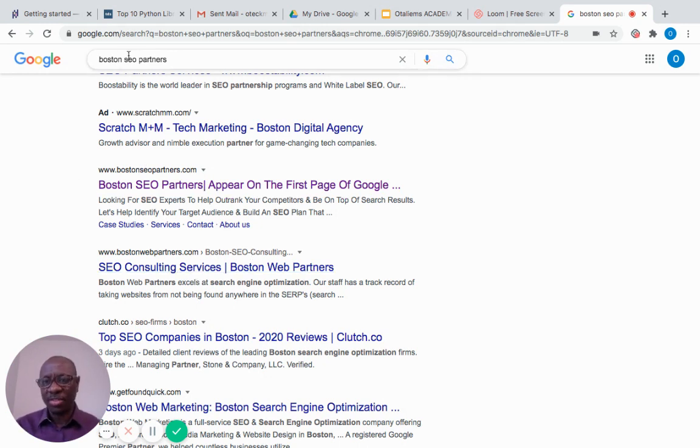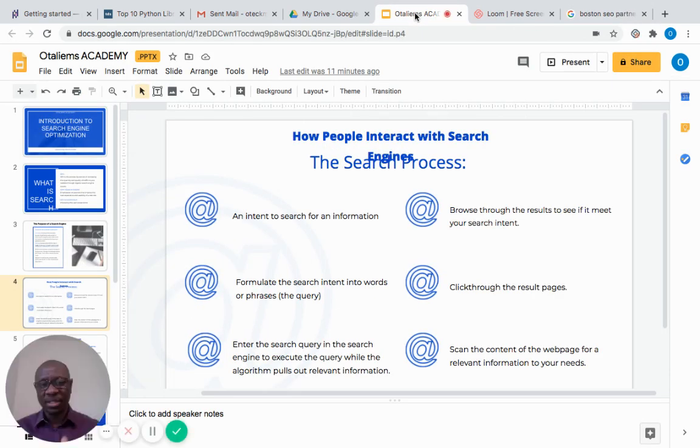So once I put in this keyword, Boston SEO partners, the search engine has populated different information that it believes is relevant to my query, the question I'm asking Google to answer. So I'm going to browse through this information to see if any of it meets my search intent. If not, I'll keep on browsing. I'm probably going to use a different keyword until it satisfies my intent. So I'm going to go back to my slide. That's the process when I'm talking about how people interact with search engines. That's just how the search engine works.